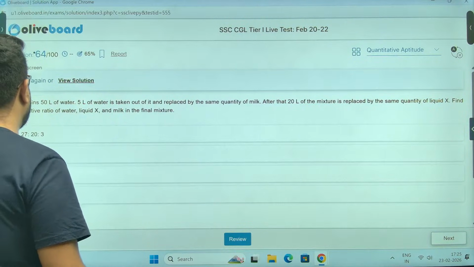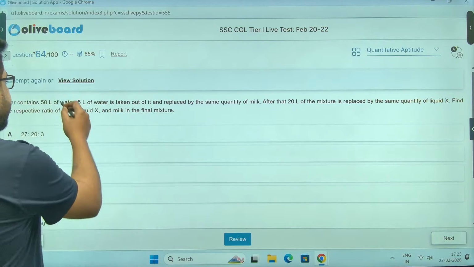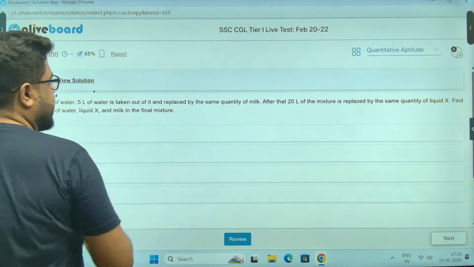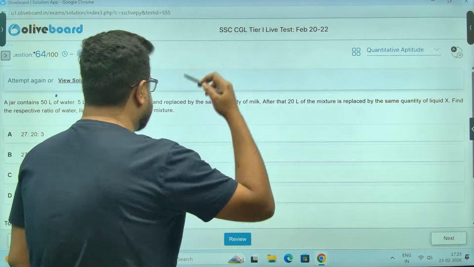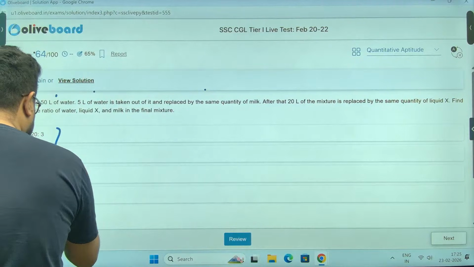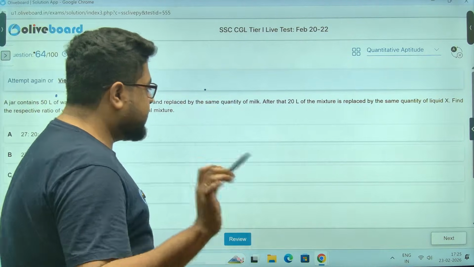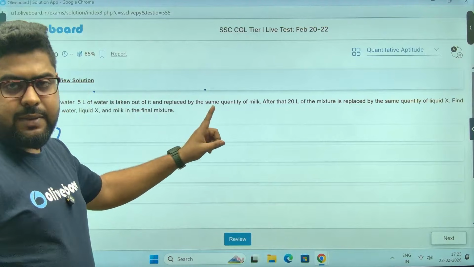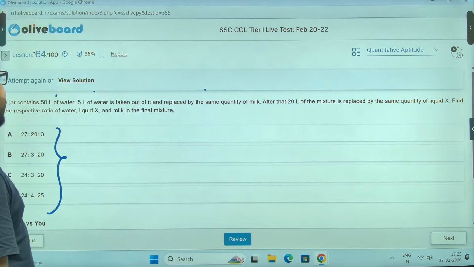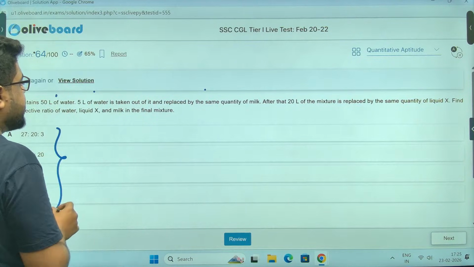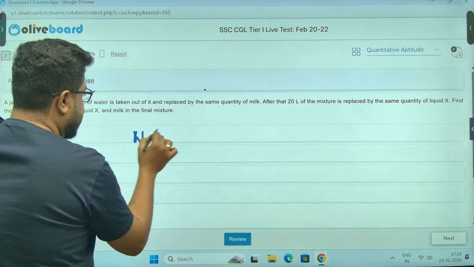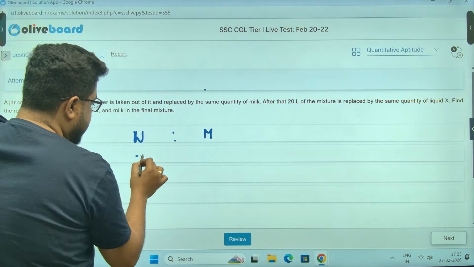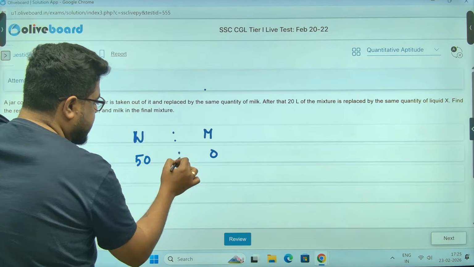So next one, a jar contains 50 liters of water, 5 liters taken out, replaced by the same quantity. 20 liters mixed. Acha sir. There are two things you can do. Let me first solve it normally. Please understand, because this concept is very important rather than the simple question. Initial 50 liters water, 0 liters milk.